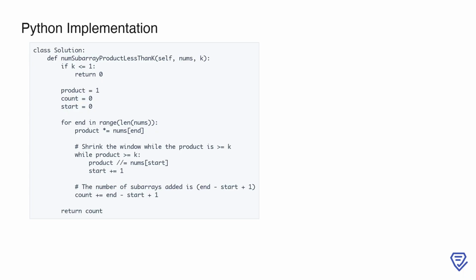The algorithm ensures efficiency with a time complexity of O(n), as each element is processed at most twice, once when expanding the window and once when contracting it. This makes it suitable for large inputs. The solution handles edge cases like an empty array or k too small gracefully. The overall implementation is compact and adheres to the sliding window paradigm effectively.